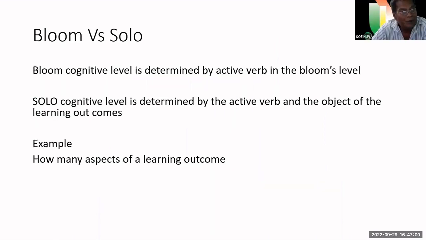So this one, Bloom versus SOLO. Bloom cognitive level is determined by the active verb in the Bloom taxonomy: knowledge, comprehension, application, analysis, synthesis, and evaluation. SOLO cognitive level is quite different. It's determined by the active verb and the object of the learning outcome. But before we go on, how many aspects are there in a learning outcome?